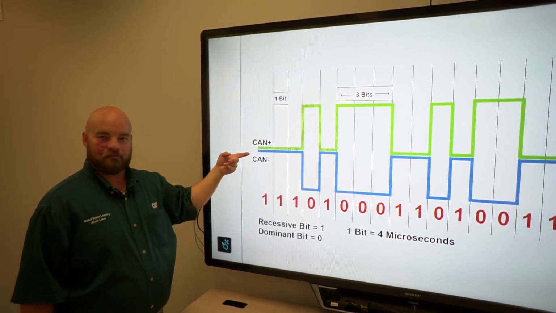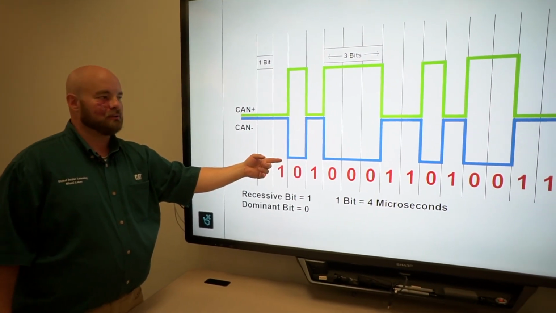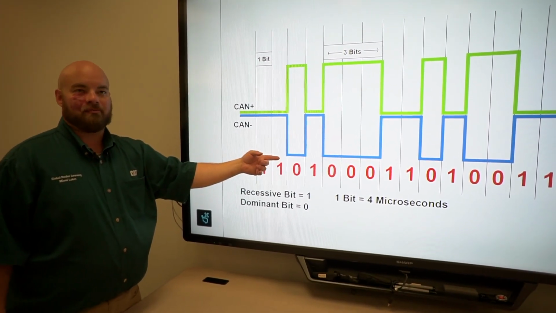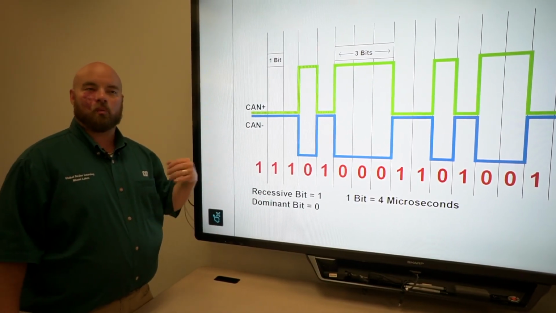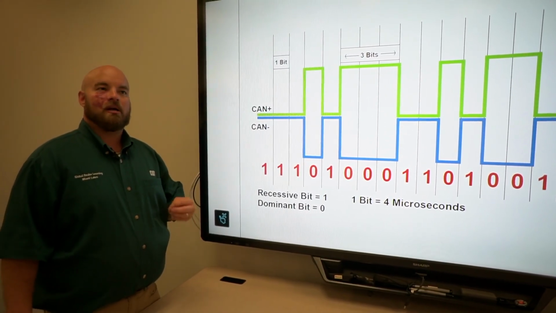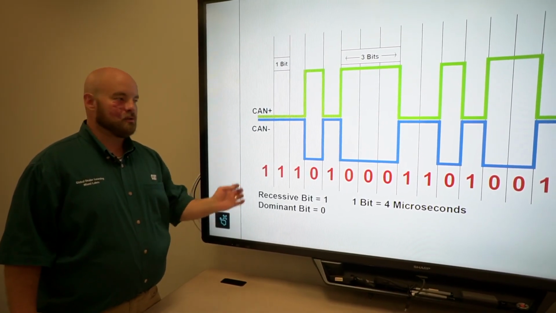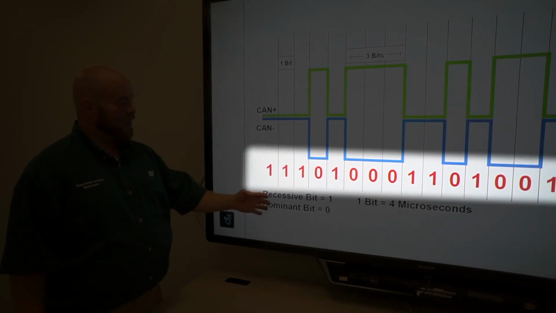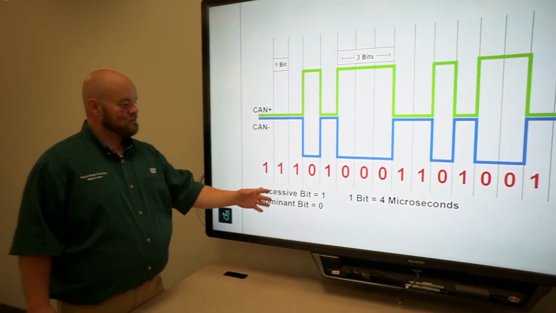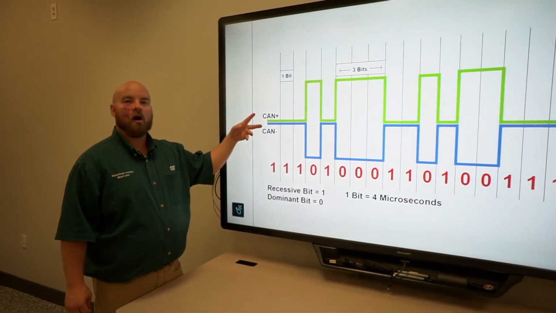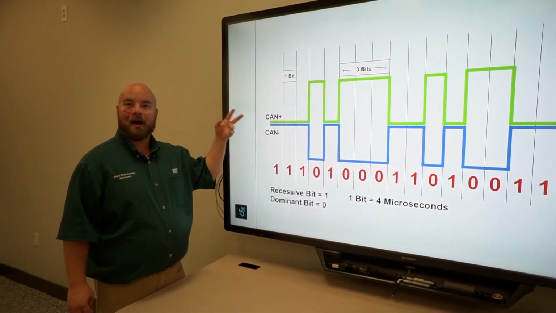The CAN negative, which was here at 2.5, the chip is going to push that down to a lower level. In our example here, 1.5 volts, okay? And it's going to do that for a certain amount of time based on what the ones and zeros are, right? So data link language, the binary bits that are going across, they're all ones and zeros, right? And how the internal CAN chip is going to read these ones and zeros is going to depend on the differential voltage between the CAN plus and the CAN minus.